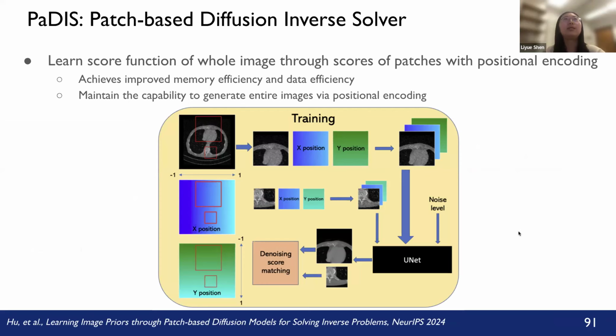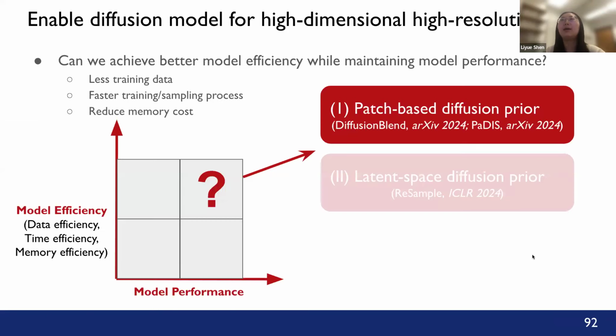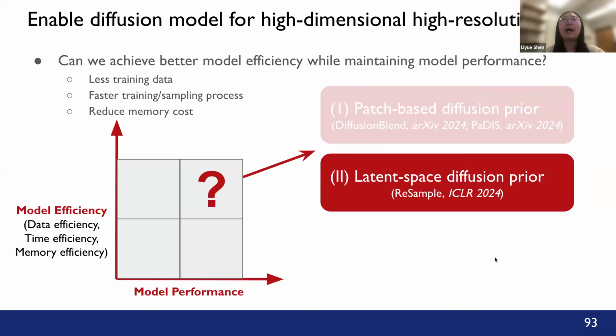Feel free to look into the details in our paper, if you're interested. Beyond the patch-based idea, another idea that we propose as a potential solution is to leverage latent diffusion as a prior to solve the inverse problem.